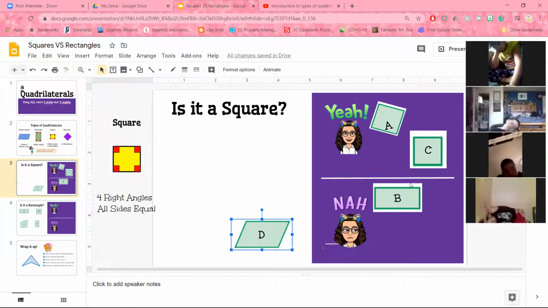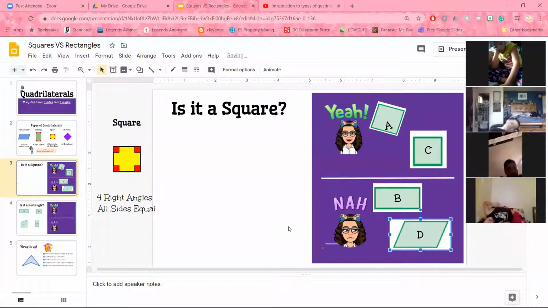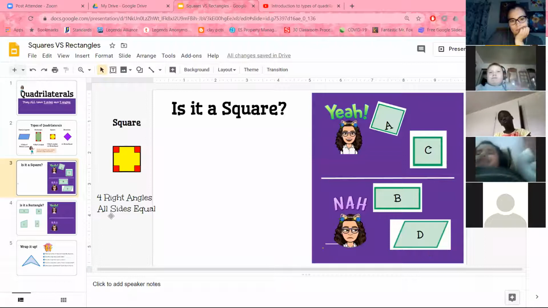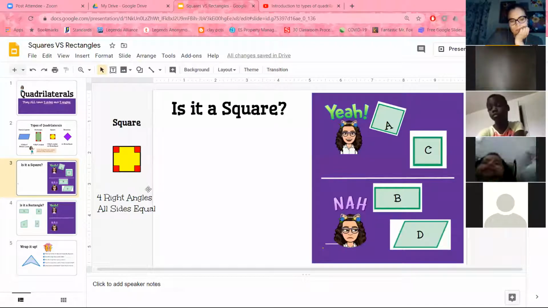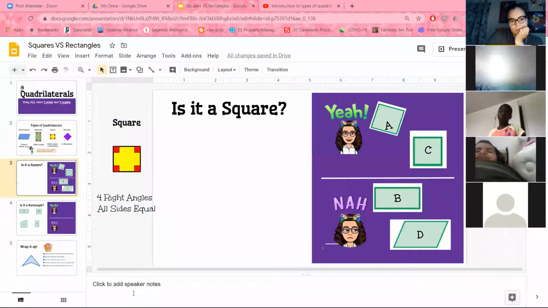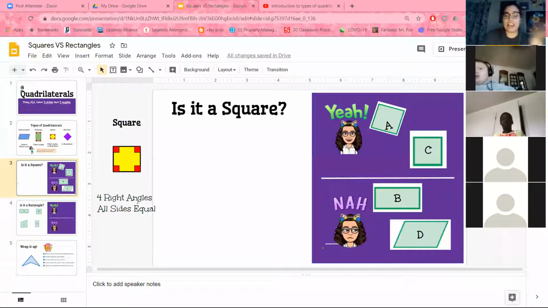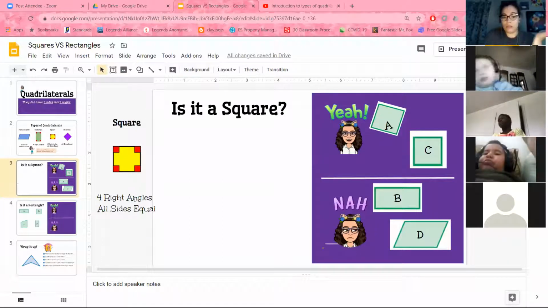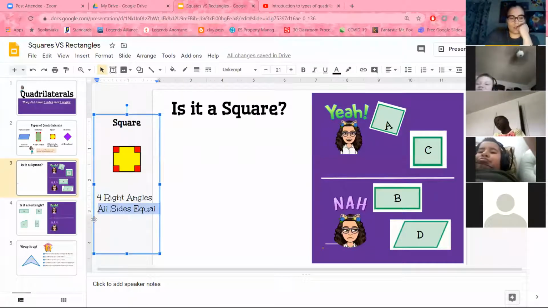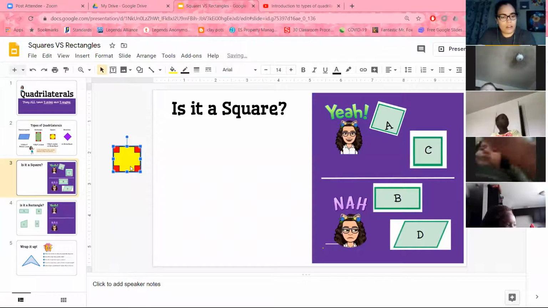All right, what about D? Nikayla, is D a square? D is not a square. Why not? D is not a square because it doesn't have any right angles. Yeah, it doesn't have any right angles. So just that alone would not make it a square. And also, all sides are not the same. So good job.